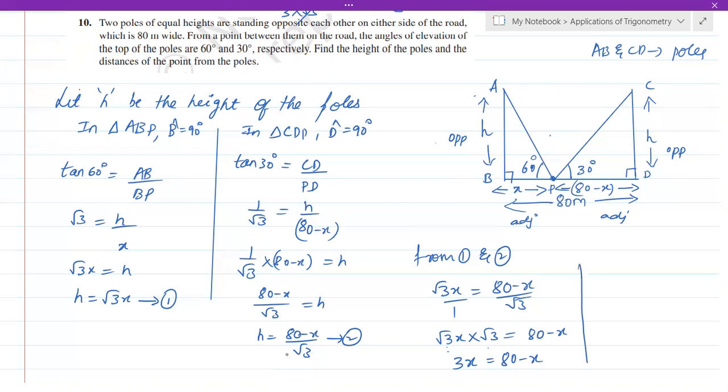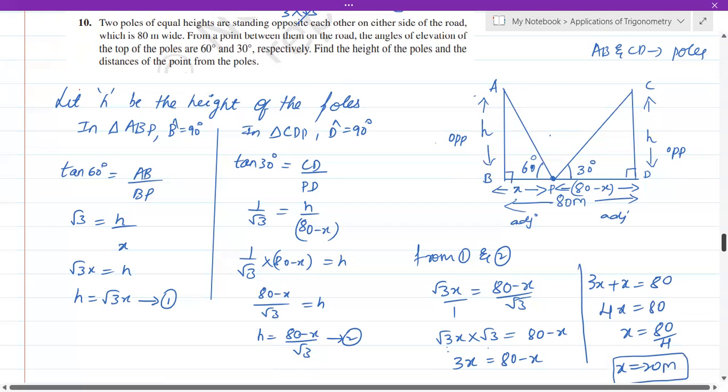Let's transpose minus x to the other side. So 3x plus x is equal to 80. 3x plus x is 4x. 4x is equal to 80. Therefore, x is 80 by 4, and 80 by 4 is 20. Therefore, the value of x is 20 meters.